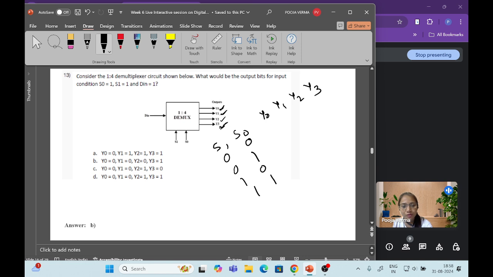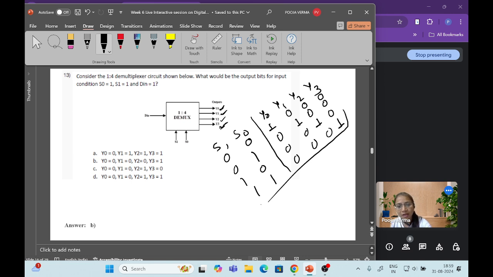So in case of 0 0, D in is 1, so Y0 will be 1 and all other outputs will be 0. And if it is 0 1, then Y1 will be 1 because D in is given to 1, and all other outputs will act as 0. And in case of 1 0, Y2 will be high and all other outputs are low. And in case of 1 1, Y3 will be high and all other outputs will be 0.